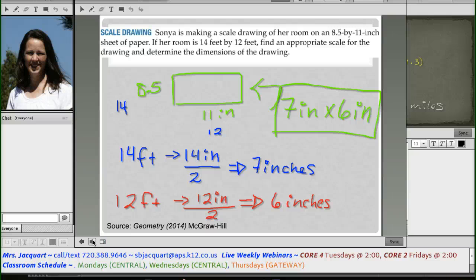So what was the scale? The scale would be 1 inch equals 2 feet. That would be our appropriate scale.